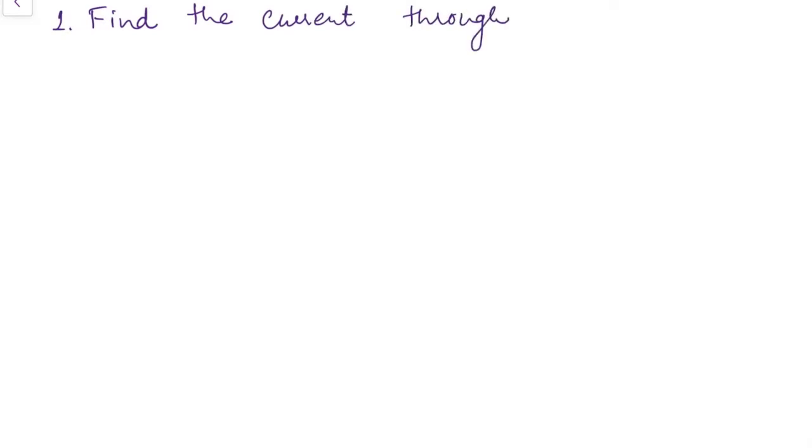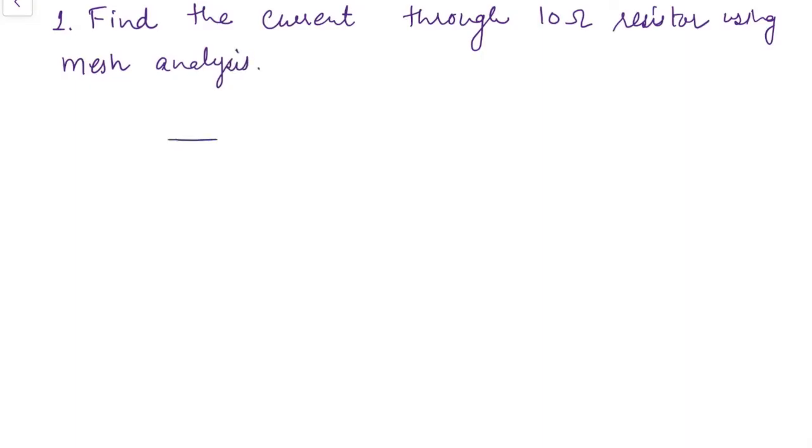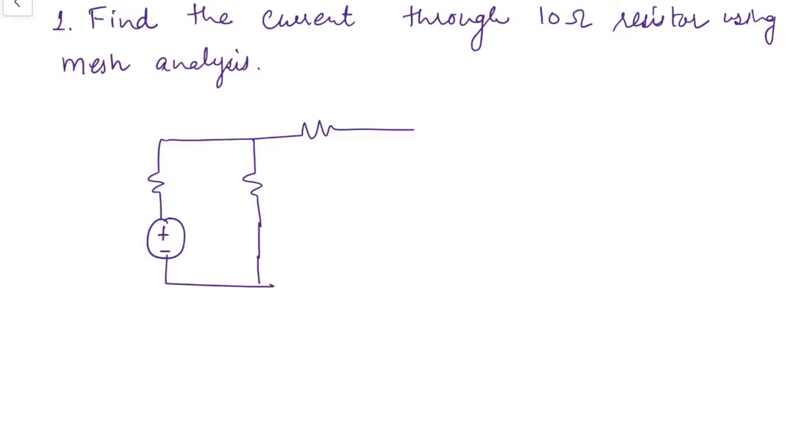through 10 ohm resistor using mesh analysis in the given circuit. Now, what is the given circuit? Given circuit is having various resistances, one voltage source and one current source as well.